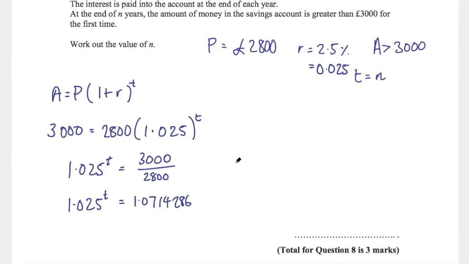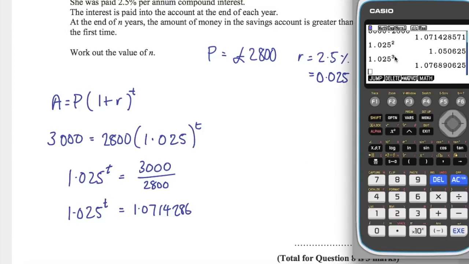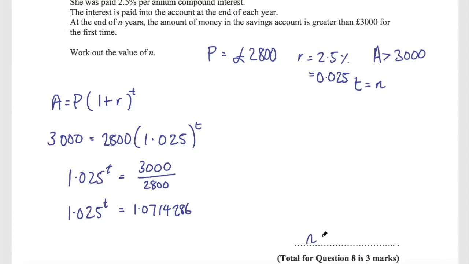And remember, we wanted an amount greater than 3,000. So we want this number to be higher than this one, if possible. It can't be lower. So in this case, the minimum time that we could invest to get greater than 3,000 would be 3 years, which was what that power represented. So n here must equal 3 years or more. So it says at the end of n years, the amount of money in the savings account is greater than 3,000 for the first time. So yes, after 3 years, it will be greater than 3,000 for the first time.